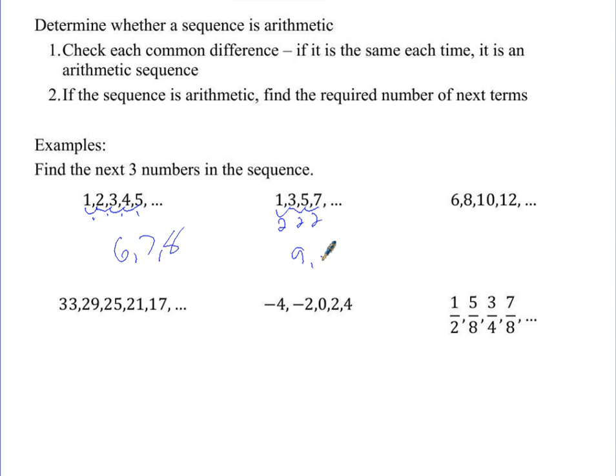9, 11, 13. We're just adding 2 each time. How about the next one? 6, 8, 10, 12. The difference here is 2, the difference here is 2, the difference here is 2.